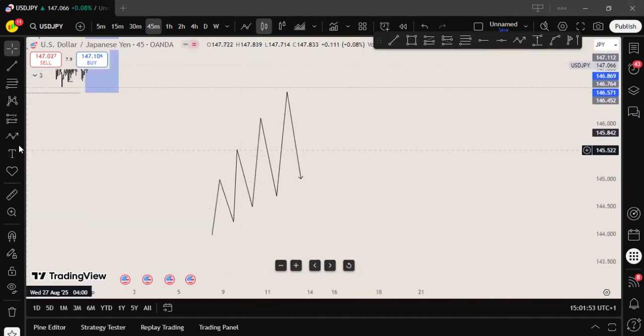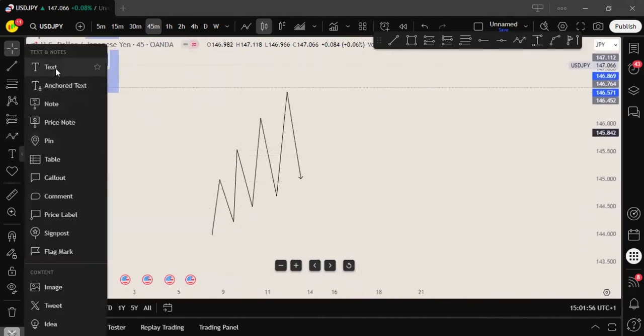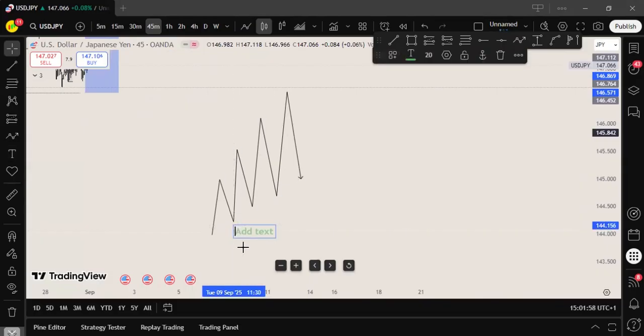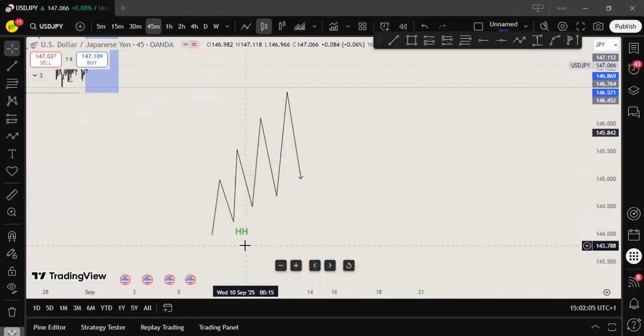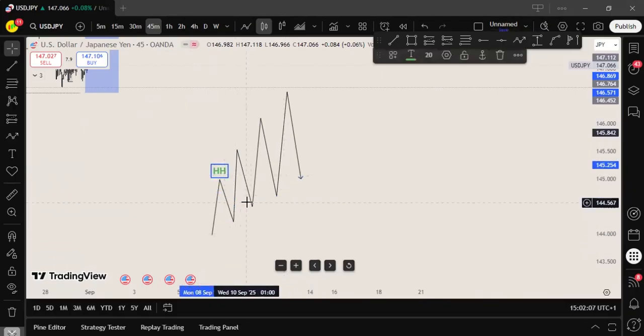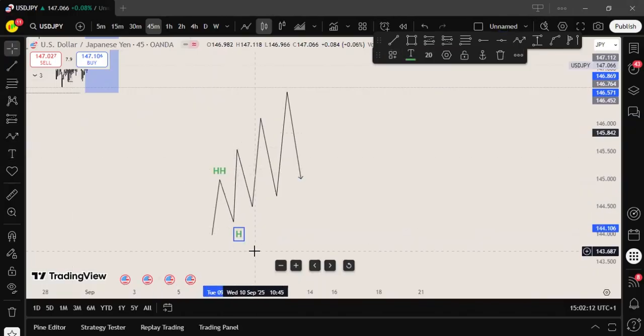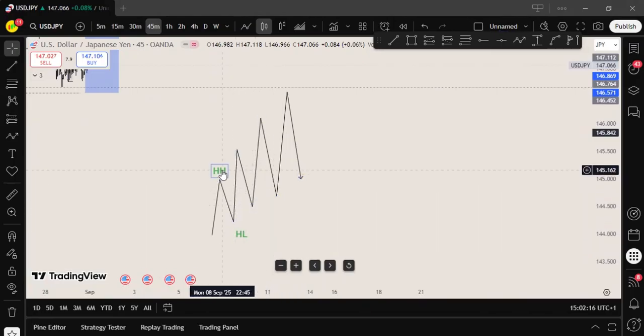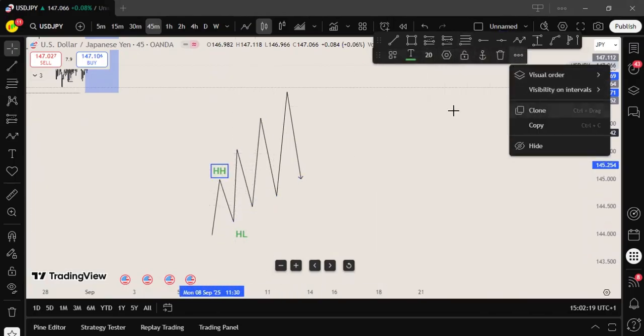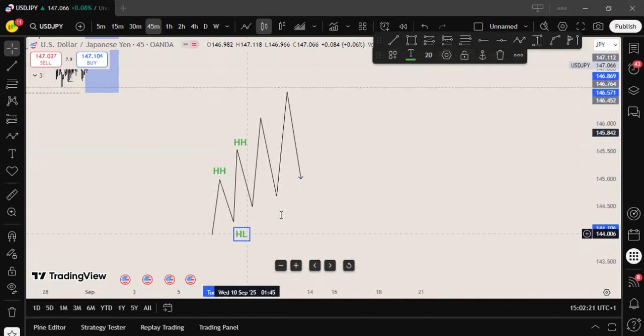Create a series of higher highs. Let me write it down for you guys. We have this one as higher high, higher low, higher low, and we have it like that: higher high, higher low, higher high, higher lows. That is how the market moves.